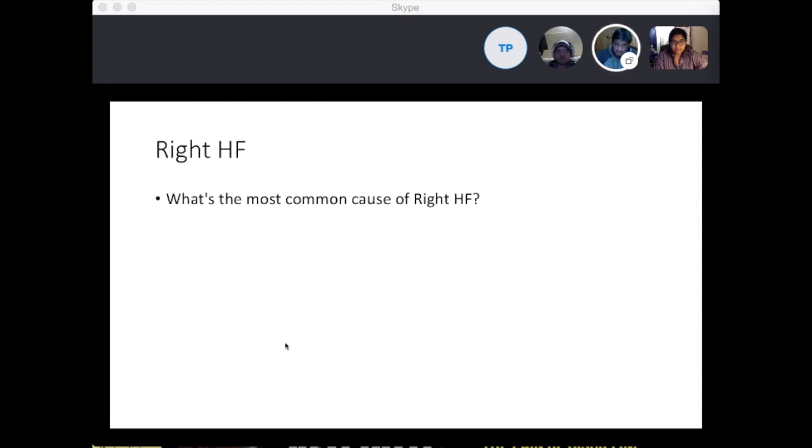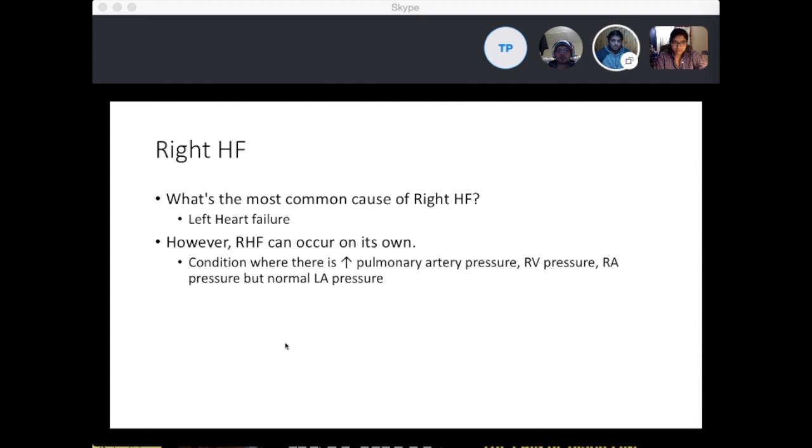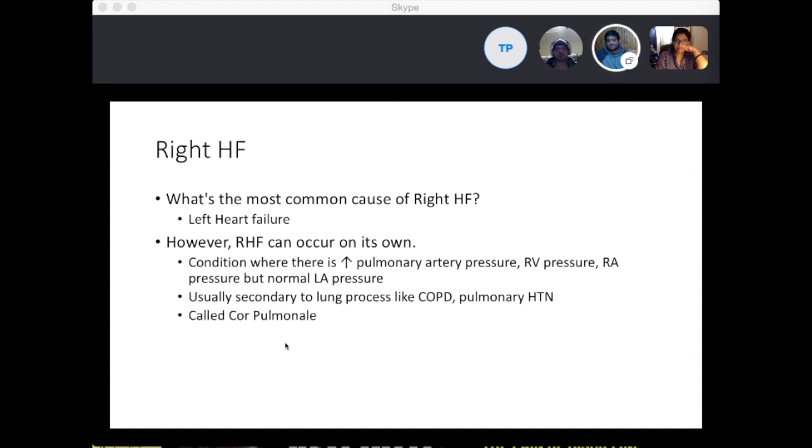All right, so let me ask you a question. What's the most common cause of right heart failure? Left heart failure. That's correct. However, right heart failure can occur on its own. In these conditions, your pulmonary artery pressure or your right ventricular pressure or your right atrial pressures are high, but your left atrial pressures are normal. And these are usually seen in secondary conditions such as COPD and pulmonary hypertension. Do you know what this is called? Cor pulmonale. Correct. It's called cor pulmonale.